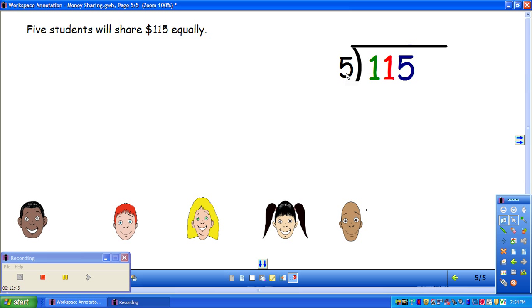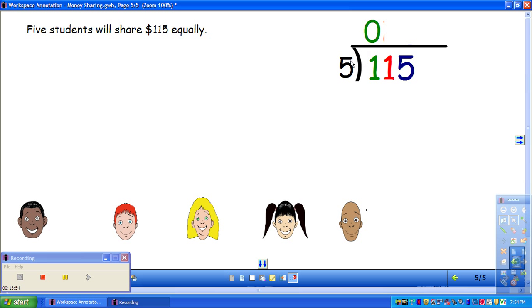So we have 5 people. We have a total of $115. We have 100. Do we have enough hundreds to share with 5 people equally? No, because we would need 5 hundreds. So teachers, or sometimes parents, would tell students, well, 5 will not go into this 1, so you put a 0.